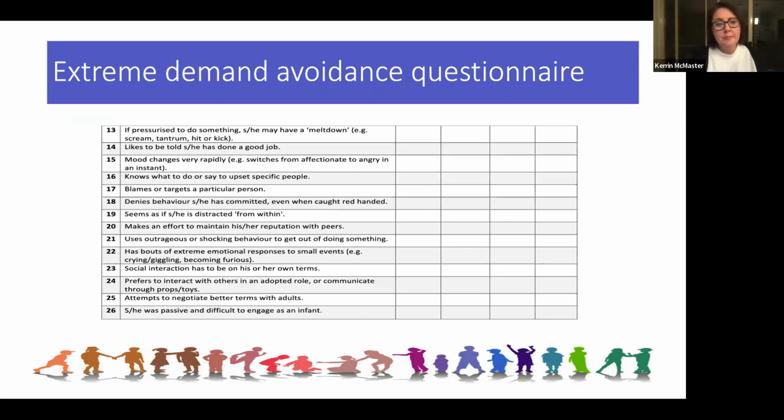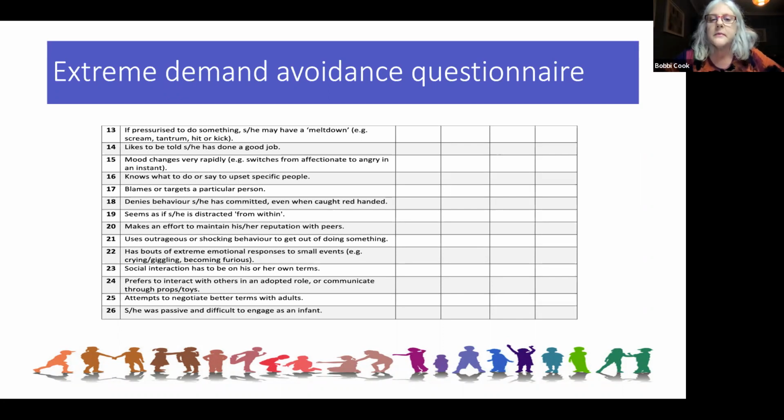All right, let's look at some more of this assessment tool. If pressurized to do something, they may have a meltdown, like scream, tantrum, hit or kick. So that can be any of those kinds of demands that we place on them. Likes to be told they've done a good job. So this is a control. They actually don't like to be told they've done a good job. They find that overwhelming. Or they enjoy it in the moment and then they become overwhelmed on reflection. So being very, very circumspect with praise is very, very important. Mood changes very rapidly. And this can be very confusing for parents.